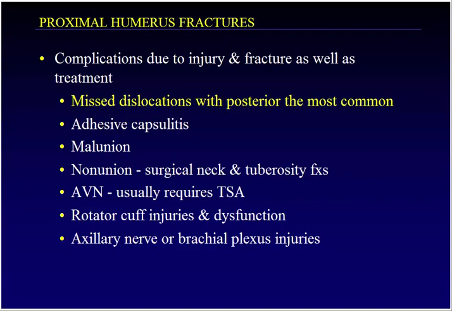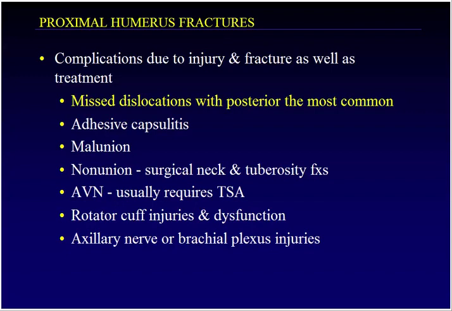Proximal humerus fracture complications are due to both the injury and the fracture as well as the treatment. The most common complication that we see is the missed posterior dislocation. So remember again, the patient with the lesser tuberosity fracture, and I keep driving this point home, you must recognize and rule out the possibility of posterior shoulder dislocation.